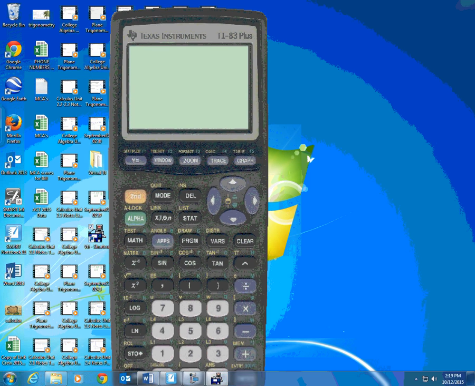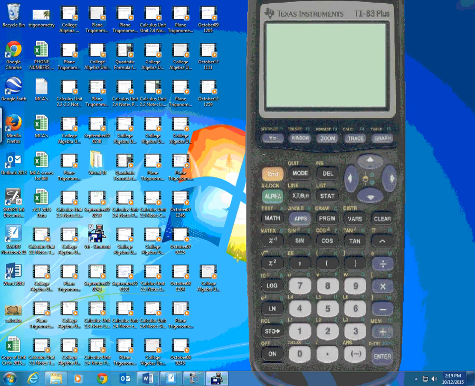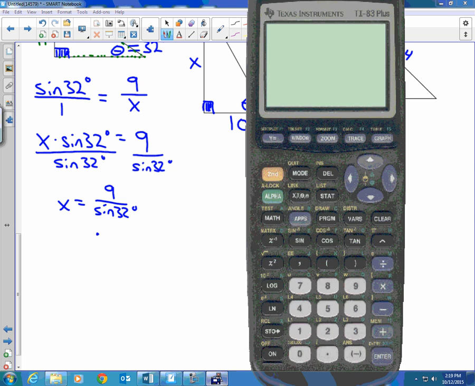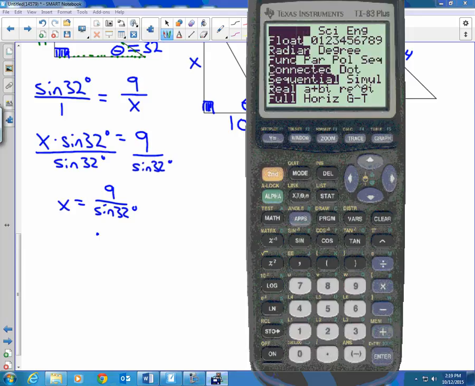On the ACT, they will often leave the answer in this form right here. So instead of giving you a decimal, they'll say 9 over the sine of 32. As I turn my calculator on, I go into mode, and this is the first thing you'll do incorrectly. You'll get wrong answers, and you'll say, Mr. Gens, why am I getting wrong answers? Why are my answers not matching up with the answer key? And I'll tell you, it's because you're probably not working in degrees. You're probably sitting in radians. You have to be able to check that.